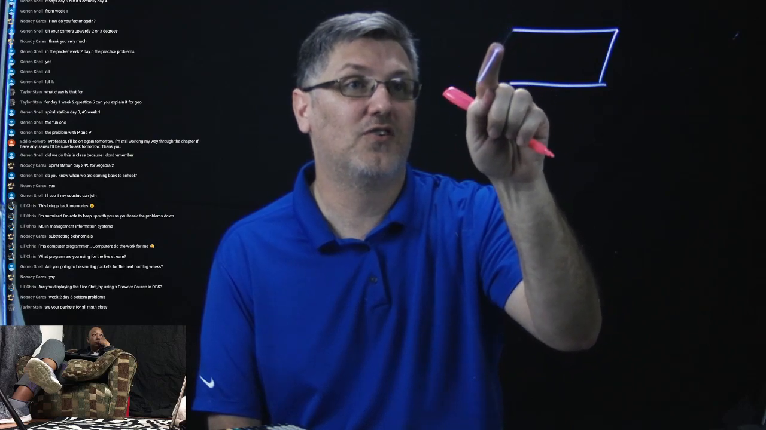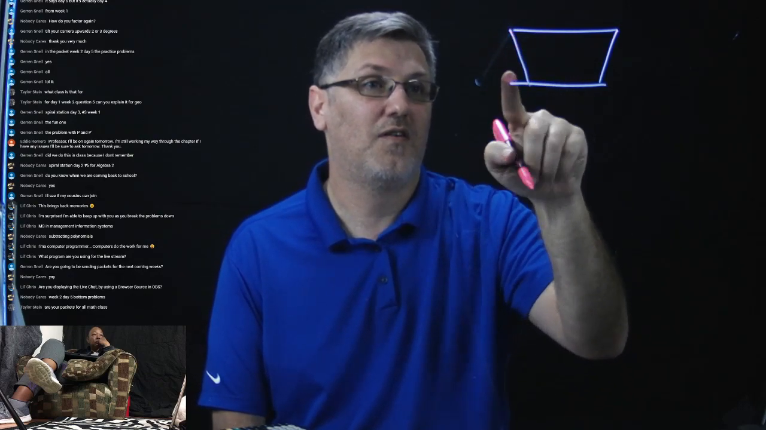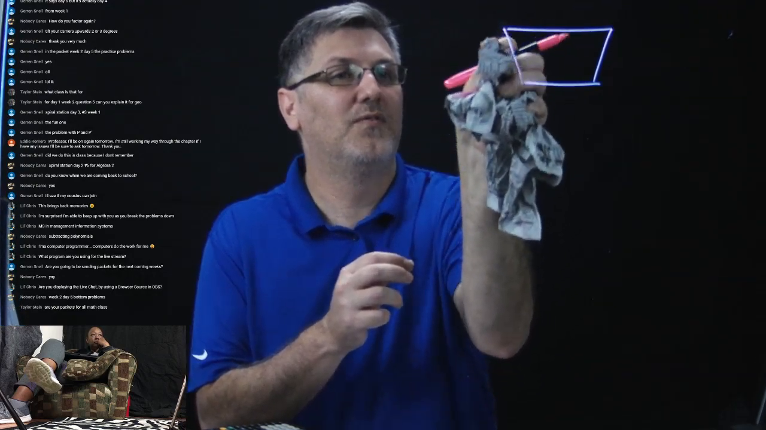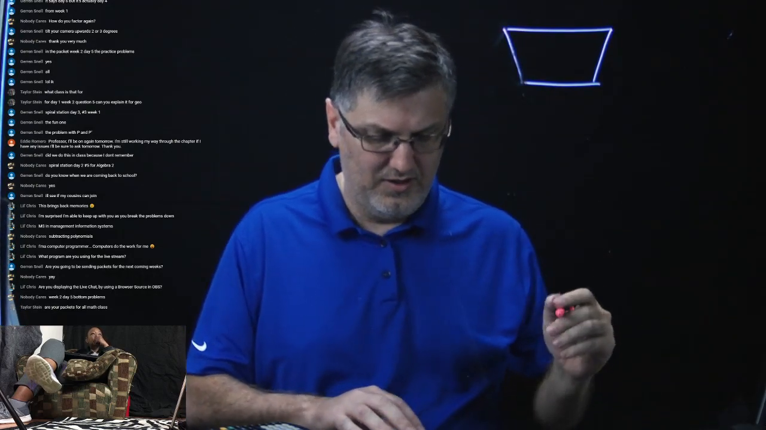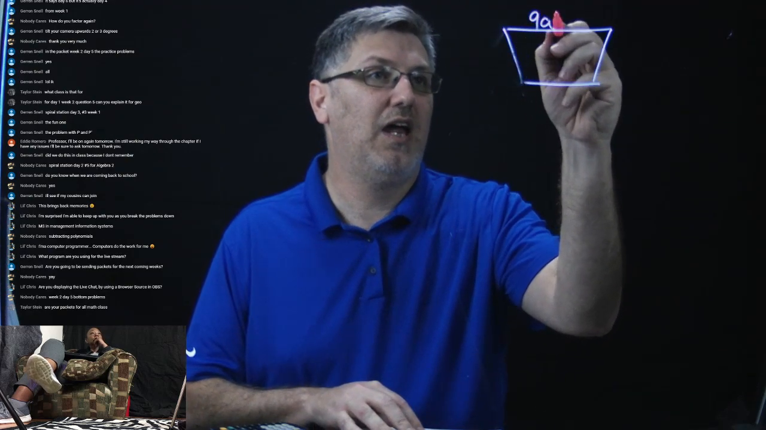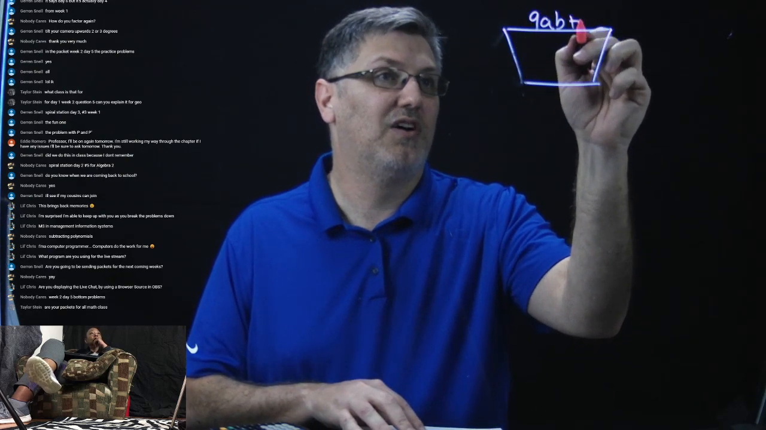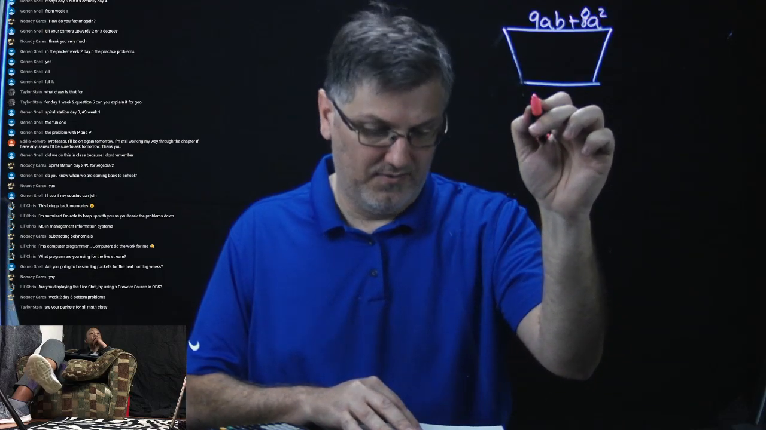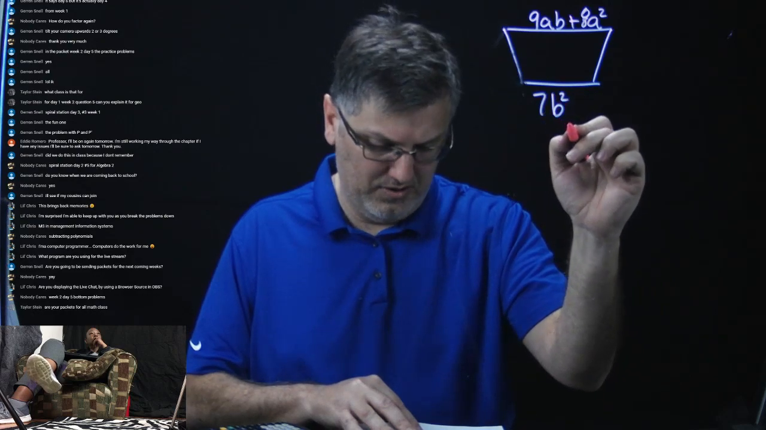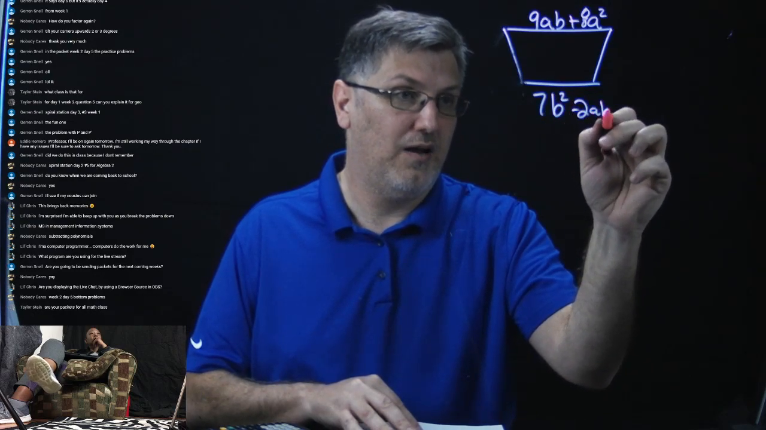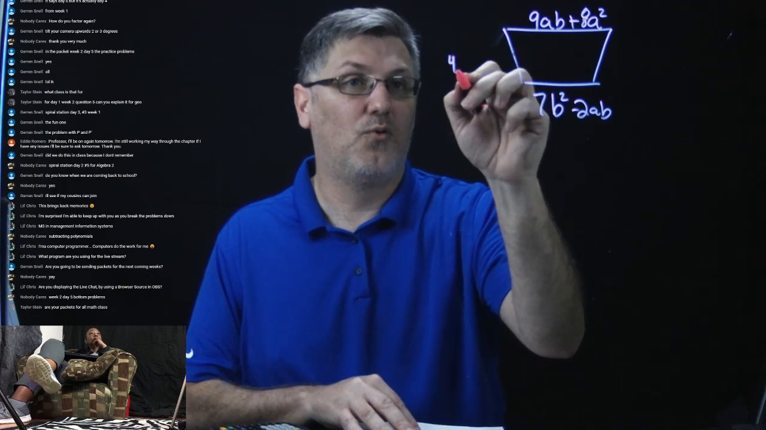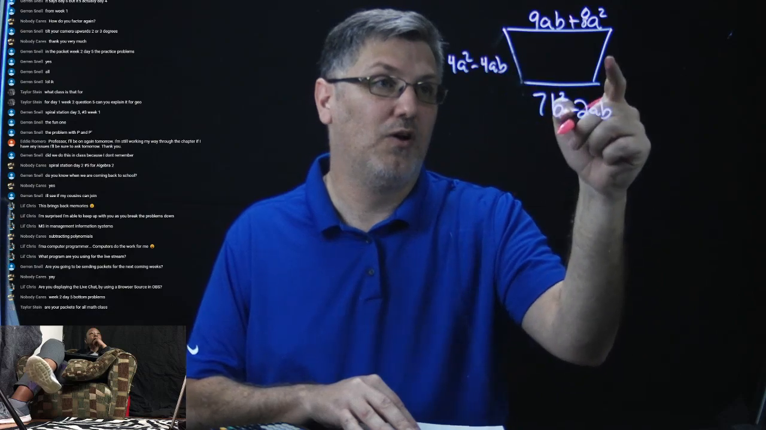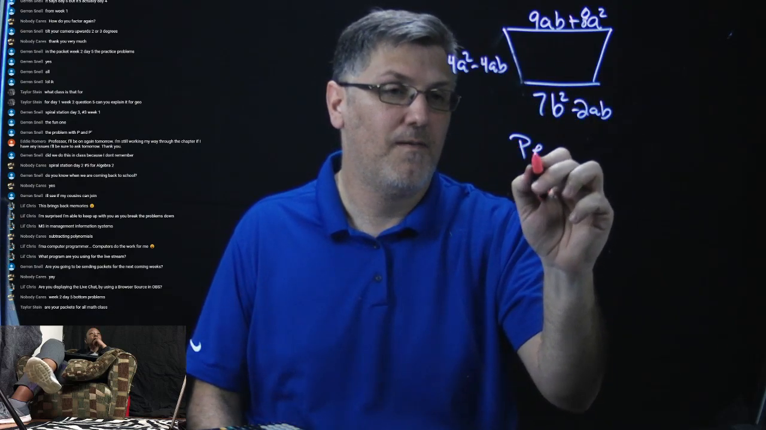That is not the picture. There. That's horrible. All right. And then we have 9ab plus 8a squared. Then we have 7b squared minus 2ab. Then we have 4a squared minus 4ab. And we don't know this, but they tell me the perimeter.